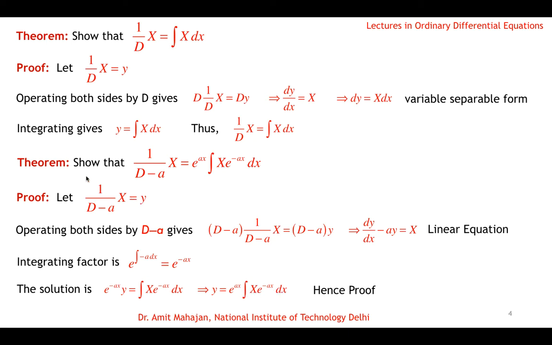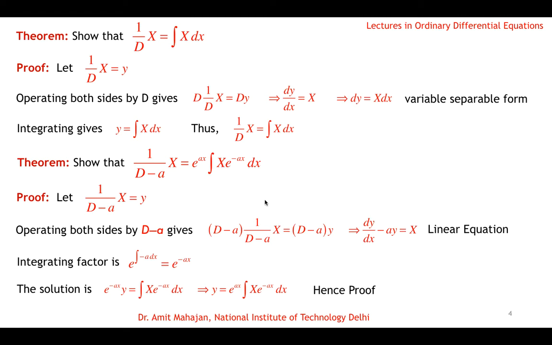So we supposed the left hand side equal to y, and then we proved that y is equal to the right hand side. So (1/(D minus a))X is nothing but e^(ax) times the integral of X e^(-ax) dx. So you can remember this formula. So 1 over this operator, where this is a linear operator, this inverse operator where the denominator is a linear function of D, can be calculated by this simple integration.